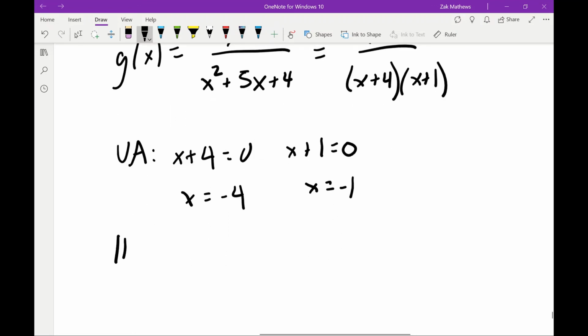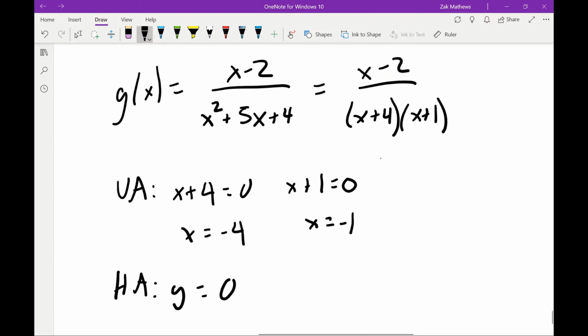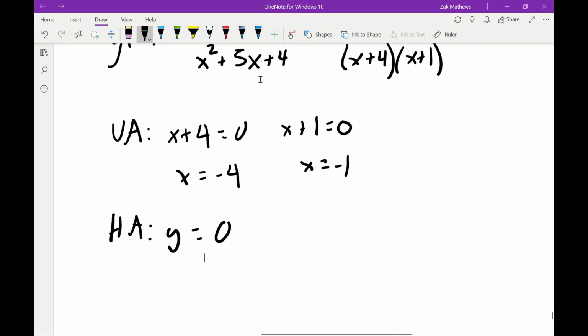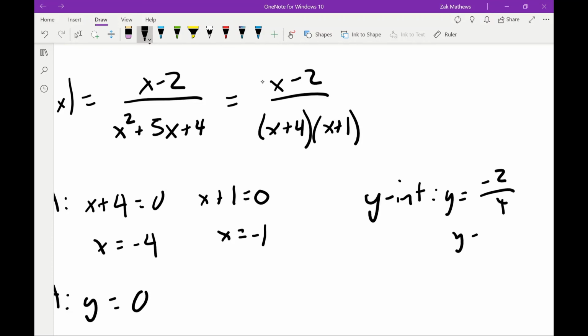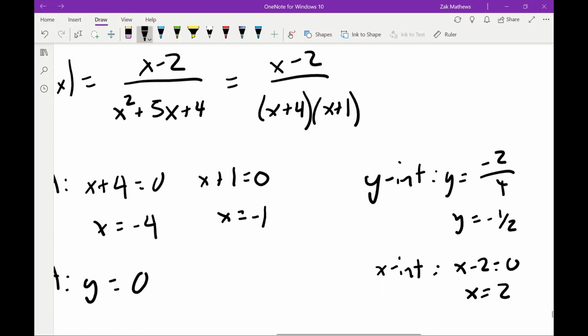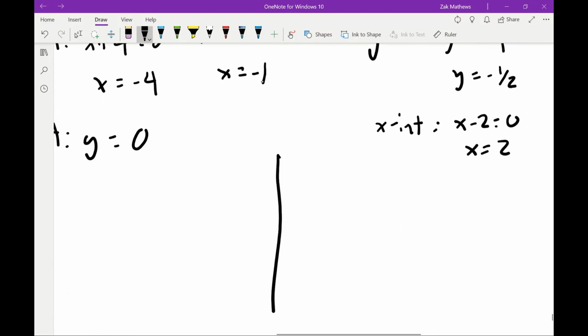My horizontal asymptote is y is equal to 0 in this case because the degree of the denominator, which is 2, is bigger than the degree of the numerator, which is 1. For my y-intercept, I'm going to plug in 0 for my x's. When I do that, the x is 0 out. I have a -2 on top and a 4 on the bottom, which simplifies to -1/2. And then my x-intercept: I have x minus 2 is equal to 0, giving me x is equal to 2. And so just like that, I have all the information I need.